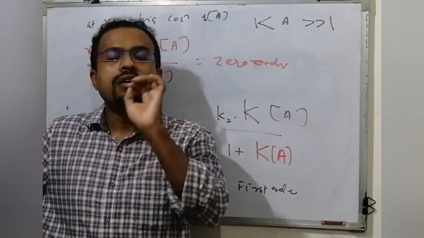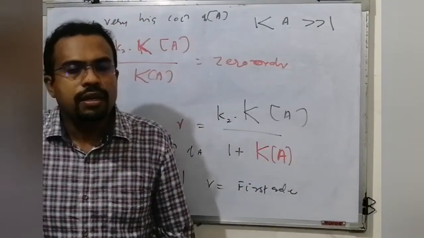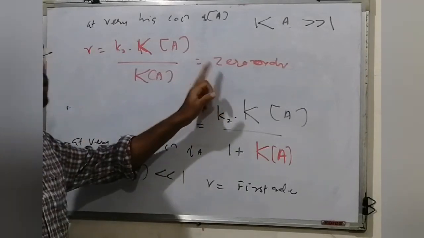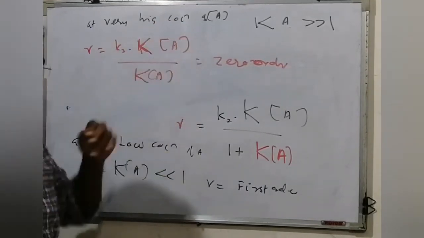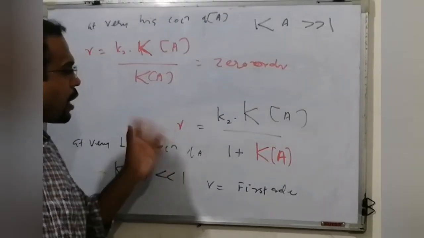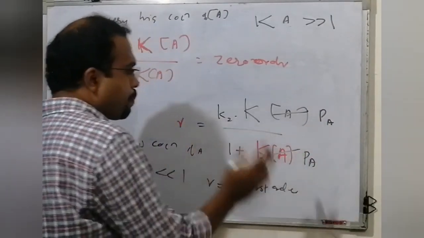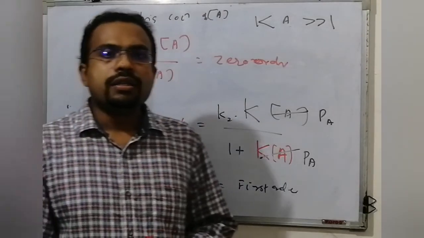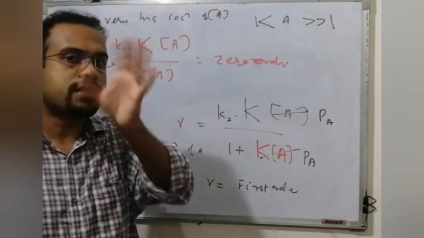In the decomposition of phosphine on tungsten, the order of the reaction at high pressure of phosphine is, high pressure means high concentration: zero order, first order, second order, fractional order. What is the answer? Zero order, because at high concentration or high pressure, it will be zero order. This is the mechanism. If there is a question to prove that, you have to write this equation. Then at high pressure, you write the pressure: K PA is greater than 1, therefore PA and PA cancelled. It's zero order. At low pressure, the order shall be first order. At intermediate pressure, it has a fractional order.